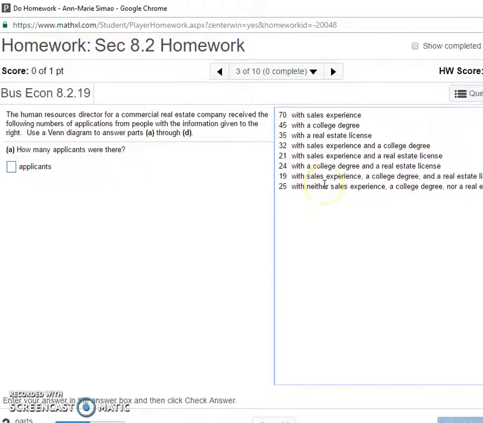Be really careful. Set notation is something that's very tedious. So you guys can do this.